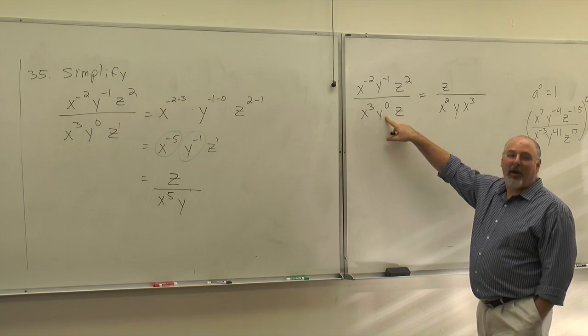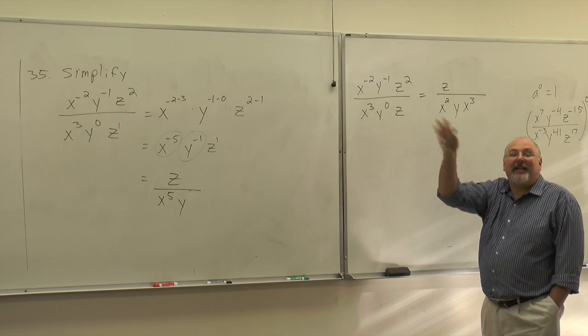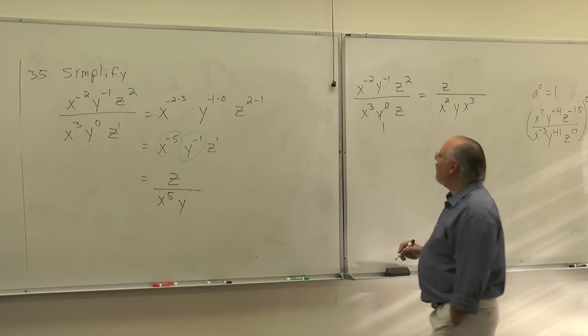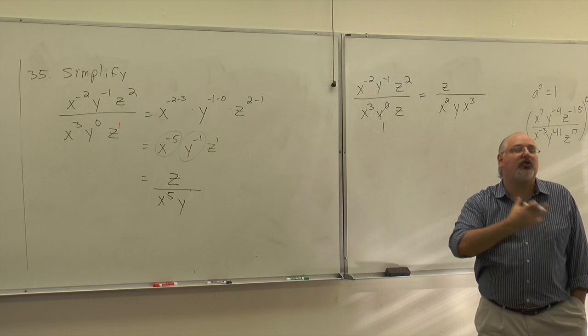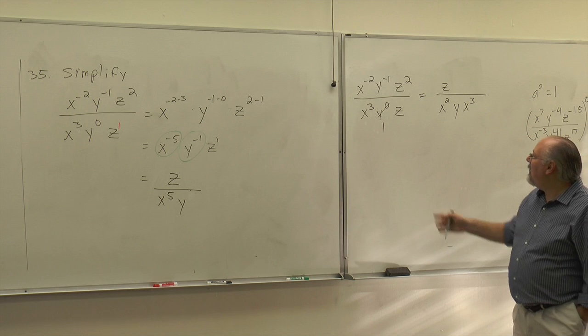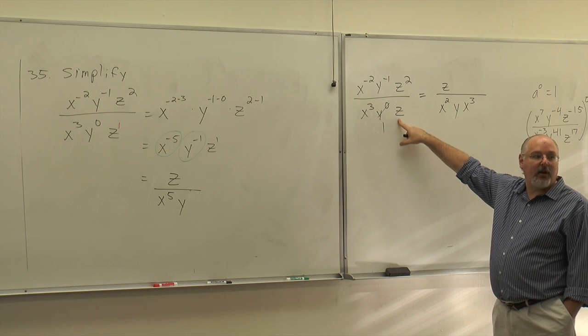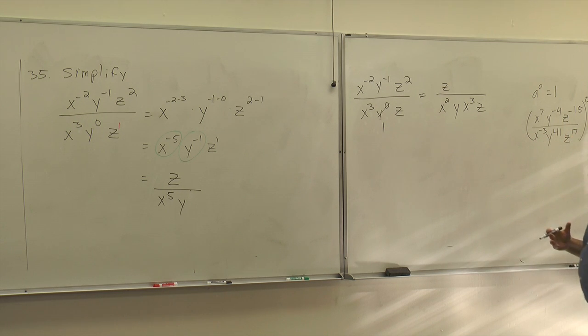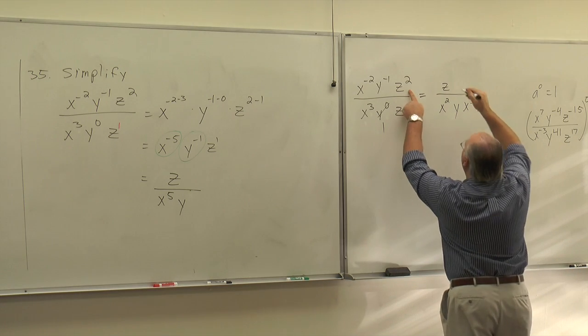So what do I do with this y to the 0? I don't even need it. I ignore it, because it's really just 1. And what does multiplying by 1 do? What does that change? Nothing. All right, and then the z, stay or go? Stay. So then I'm going to multiply, oops, hold on. This is a z to the second.